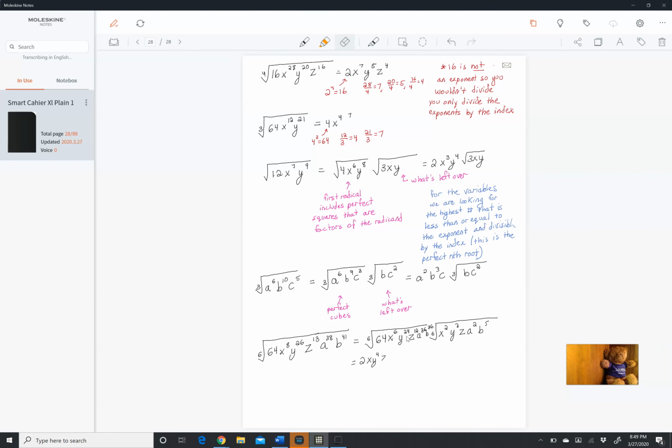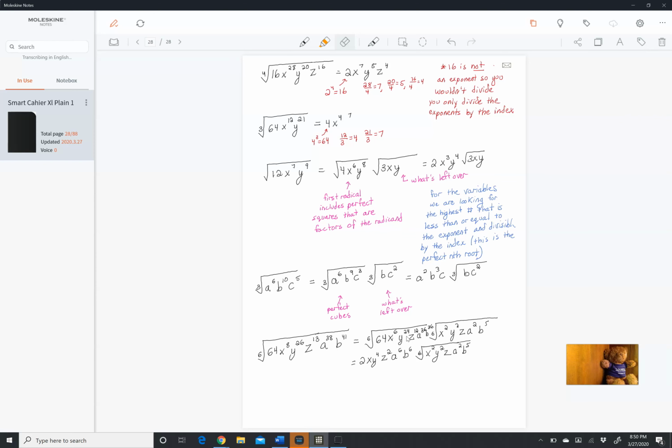12 divided by 6 is 2. 36 divided by 6 is 6, so we're going to have an a to the 6th, and we're going to have a b to the 6th. Then we have what's left over. So we have an x squared, y squared, z, a squared, b to the 5th. And that's it. Okay.